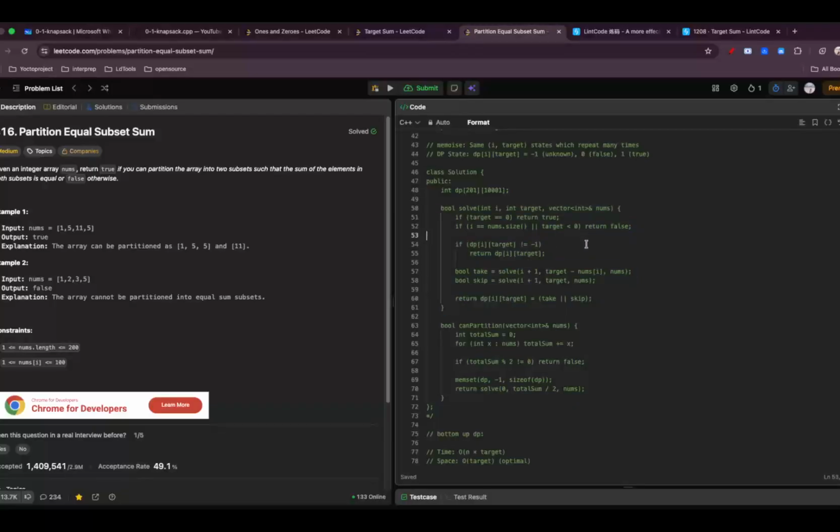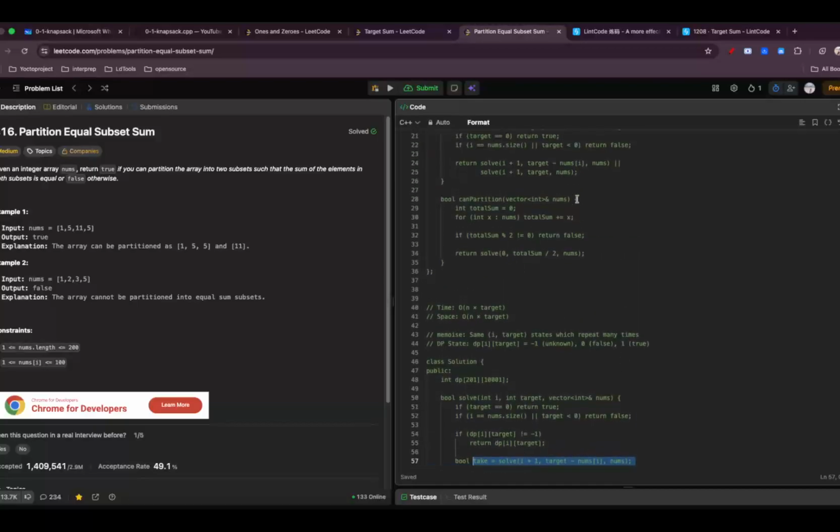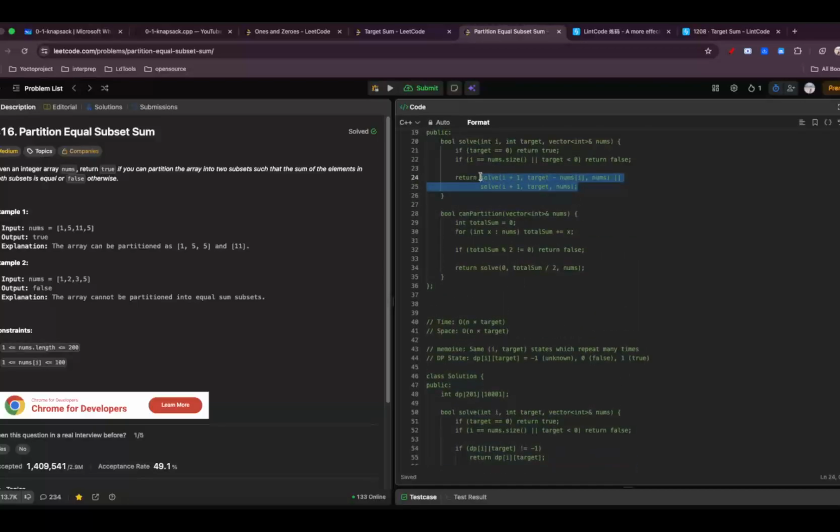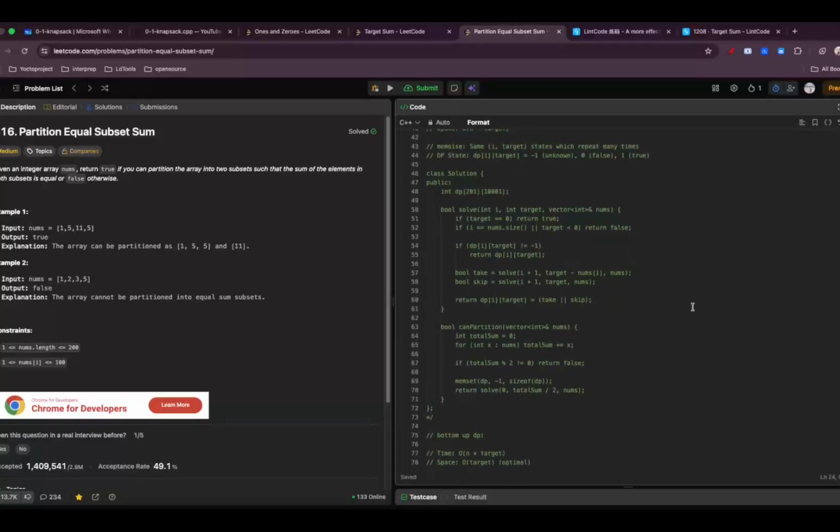The only thing which got changed or added is this line: if dp of I target is not equal to -1, that means it has either 0 or 1, then we need to return this dp of I target as it is. And the other line we added for memoizing it is return dp of I target equals take or skip. Earlier we were just returning the whole function call, the take or skip thing, as it is. So that is how it becomes a memoized solution.